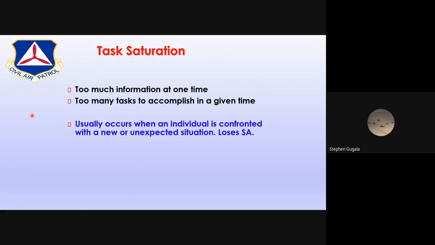It prevents task saturation. And as I just said, you don't want to be overloaded. You don't want to have one person carrying the load. You don't want the pilot to be worrying about ground scanning, to be worrying about communicating with the FM radio to mission base if you've got an observer who can handle that. You as a scanner, the more skills you can pick up, the more tasks you can take on to help prevent task saturation.